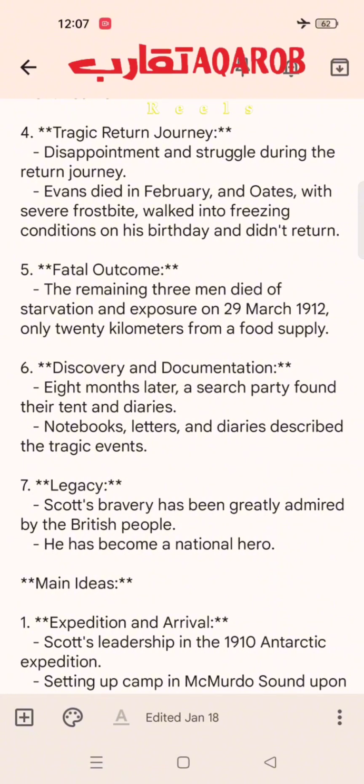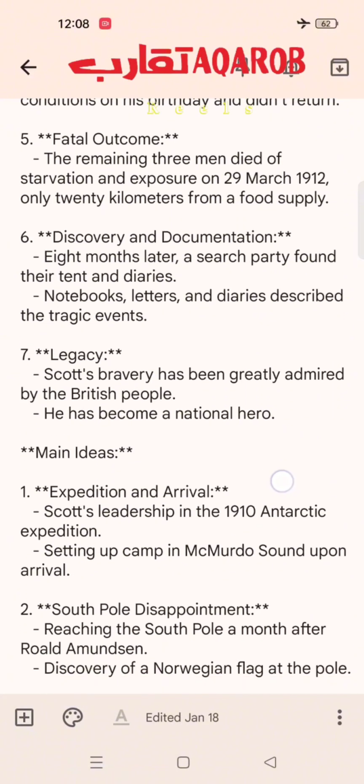Number 4. Tragic return journey. Disappointment and struggle during the return journey. Evans died in February and Oates, with severe frostbite, walked into freezing conditions on his birthday and didn't return.